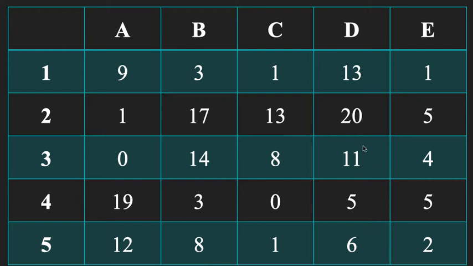Once we have converted a profit matrix into a loss matrix, we are going to find the minimum of each row. If we see the first row, we have 1 as the minimum. Here we have 0, here we have 0, and here we have 1. After that, we are going to subtract this number from the respective elements of this row. That is 9 minus 1 is 8, 3 minus 1 is 2, 1 minus 1 is 0, 13 minus 1 is 12, and 1 minus 1 is 0.